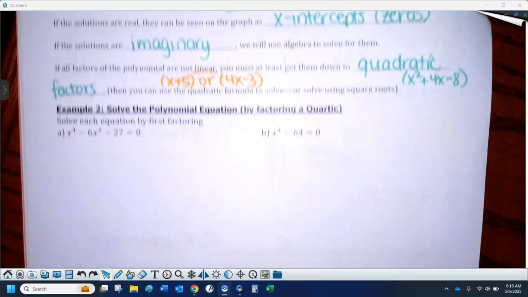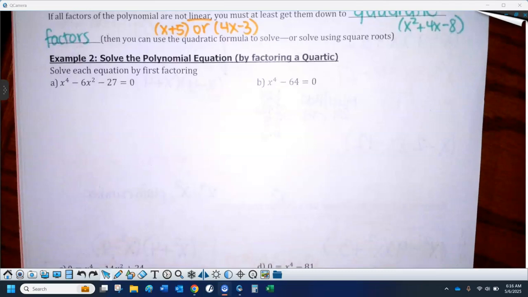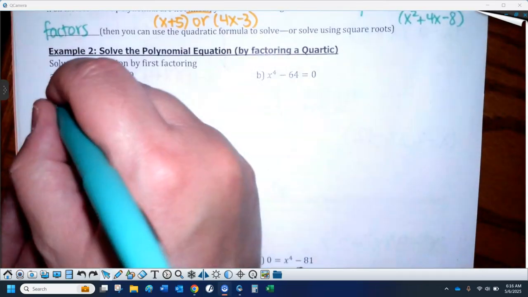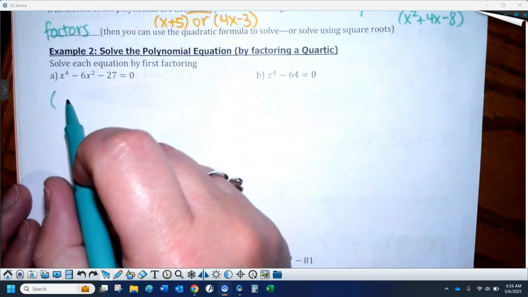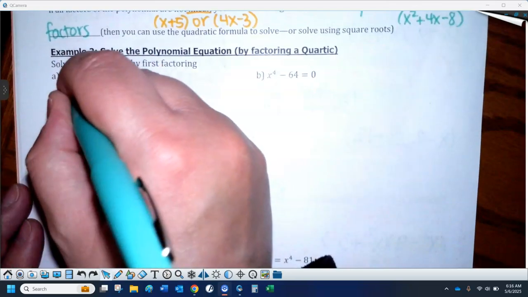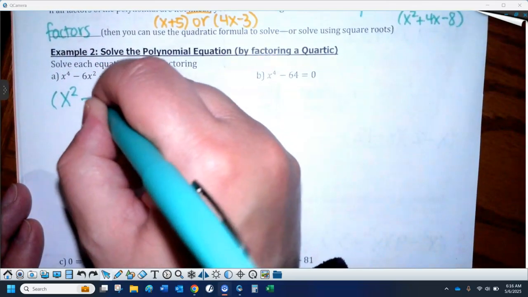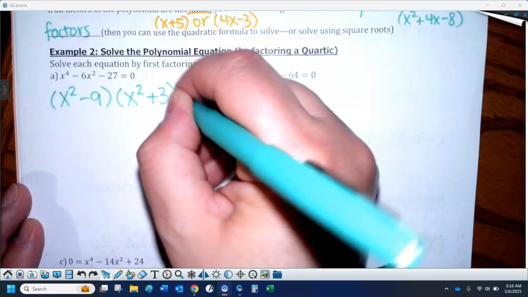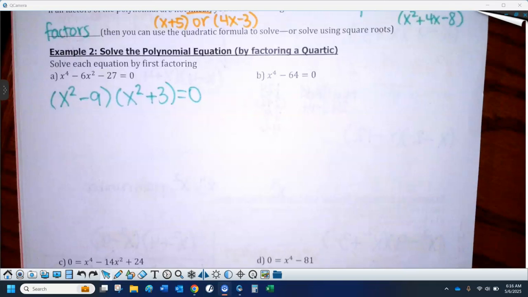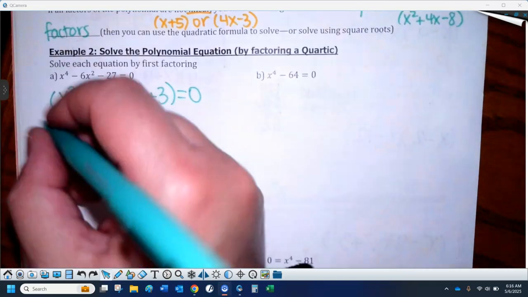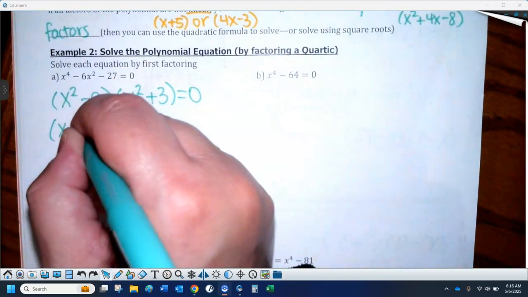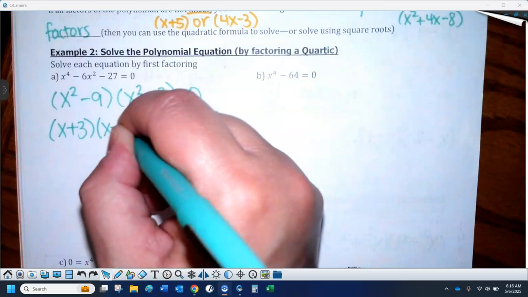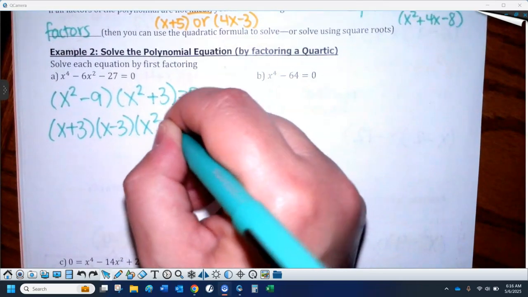Okay, so these are the same questions that we just had on the front. So I'm going to put these in factored form really quick, just like we had on the front, exact same question. This is going to start with an x squared. One of these is going to be minus 9, and one is going to be plus 3. Now, if we do our difference of squares, this one we could go a little bit further: x plus 3, x minus 3, and then x squared plus 3.